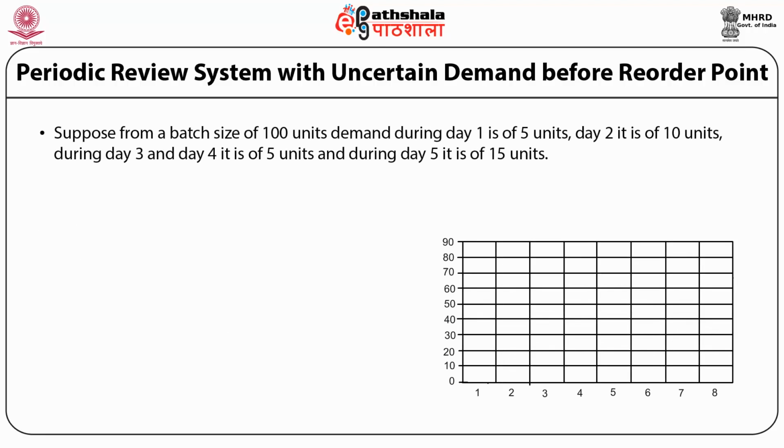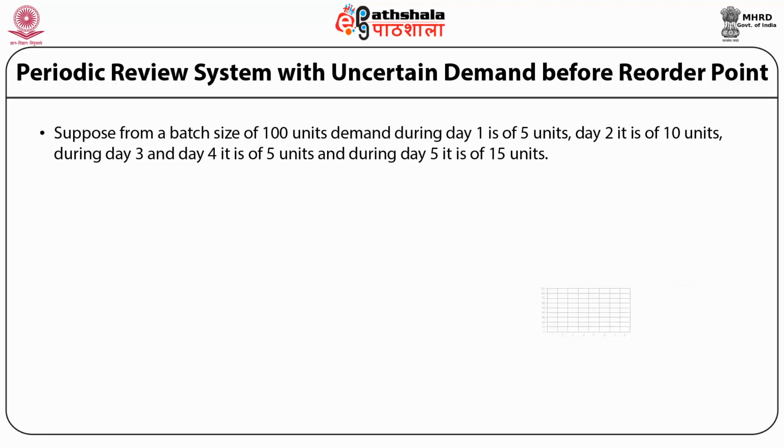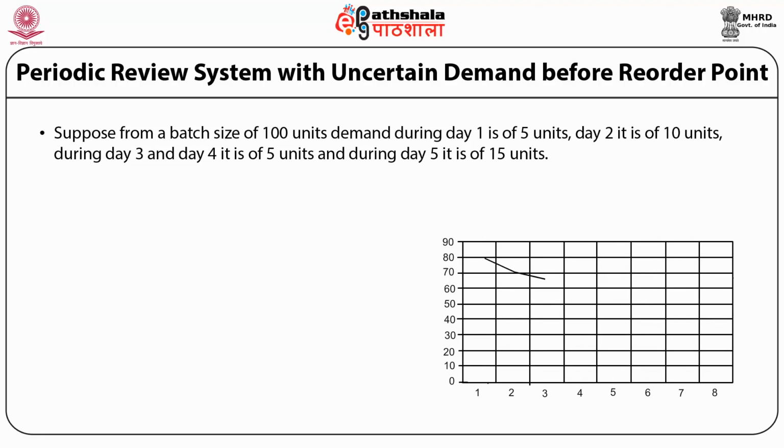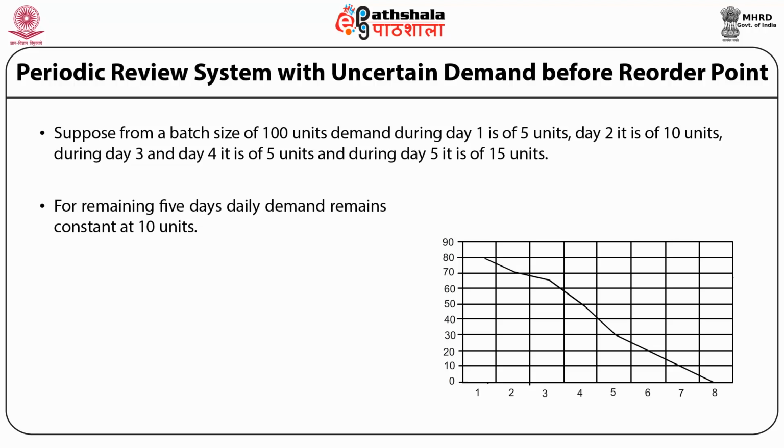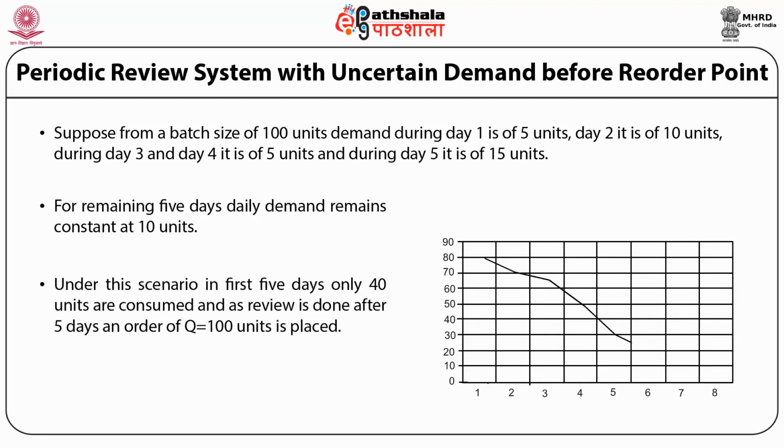Case 3. Suppose a batch size of 100 units. Daily demand before the reorder point varies in such a manner that demand during day 1 is 5 units, day 2 is 10 units, during day 3 and day 4 it is 5 units, and during day 5 it is 15 units. For the remaining 5 days, daily demand remains constant at 10 units. Under this scenario, in the first 5 days, only 40 units are consumed, and as review is done after 5 days, an order of Q equal to 100 units is placed.